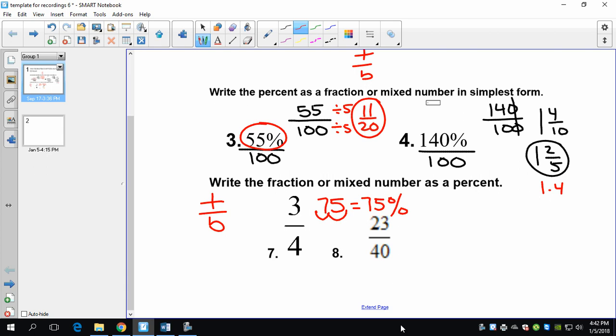Number 8 is a little bit more challenging, but still you just need to divide top by bottom. 23 divided by 40. If you type in 23 divided by 40, you're going to get 0.575. That's the decimal for 23 divided by 40. You need to again move your decimal 2 places to the right, and that is your percent. Your percent would be 57.5%. So that is equal to 23 over 40, 57.5%.